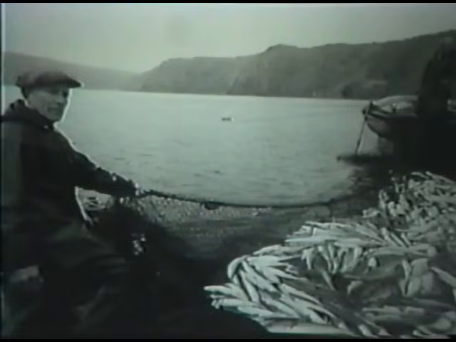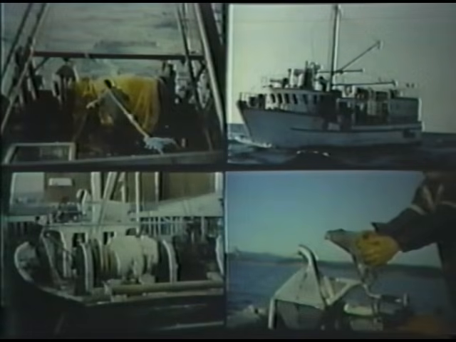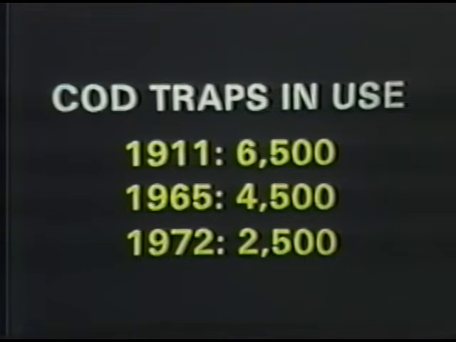During most of the first century of its use, trapping was the single most important method of catching codfish in Newfoundland and Labrador. The 6,500 cod traps fished in 1911 was a high point. By 1965, the figure was still as high as 4,500. However, declining cod stocks, competition from offshore operations, and new types of inshore gear reduced the number to fewer than 2,500 by 1972.